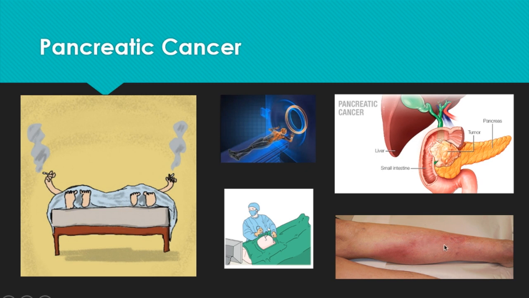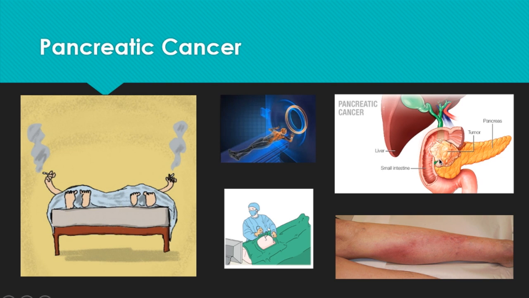They also very commonly have thrombophlebitis. This image over here is thrombophlebitis, the inflammation of the vein because of a little clot going on in there, and this is because you're hypercoagulable. This is not only seen with pancreatic cancer, don't be tricked by that. This is seen with other cancers as well. This is a hypercoagulable state.